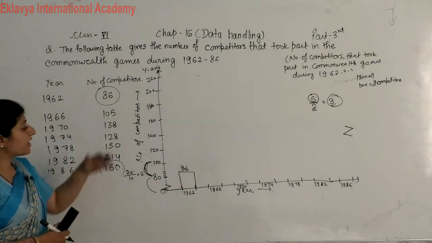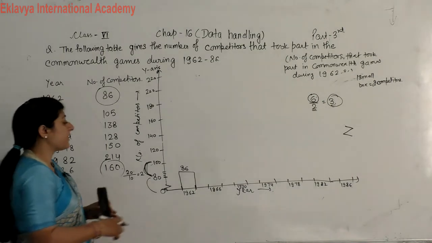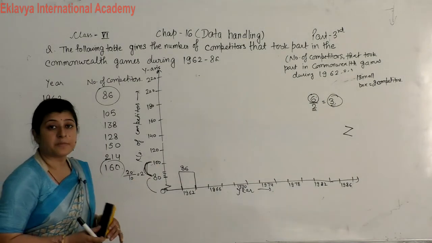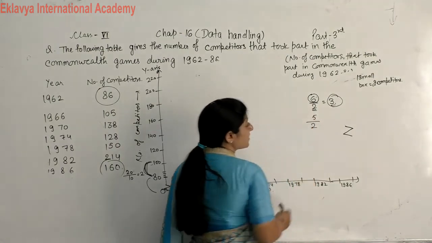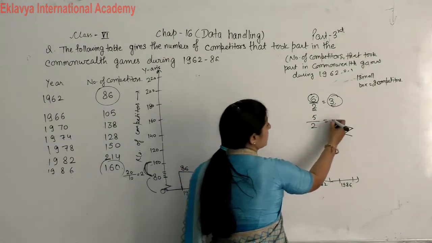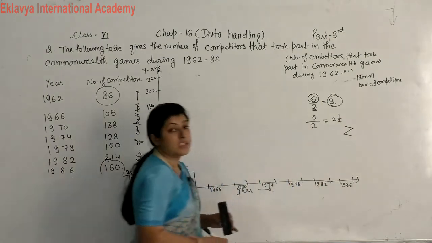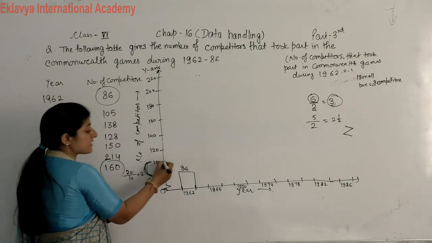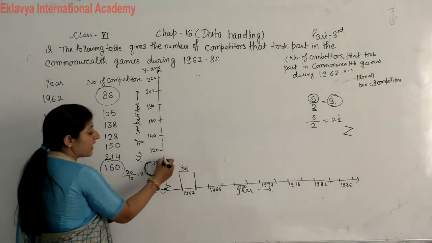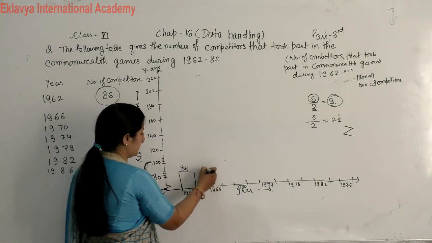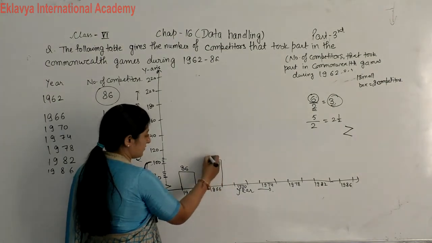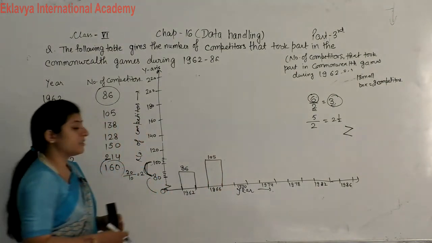Now see here, 105. After 100 there are 5 competitors and each part shows 2. It means it is 2 and a half. Then 2 complete lines, 102, 104, and 106 is the middle one. We will show it like this.